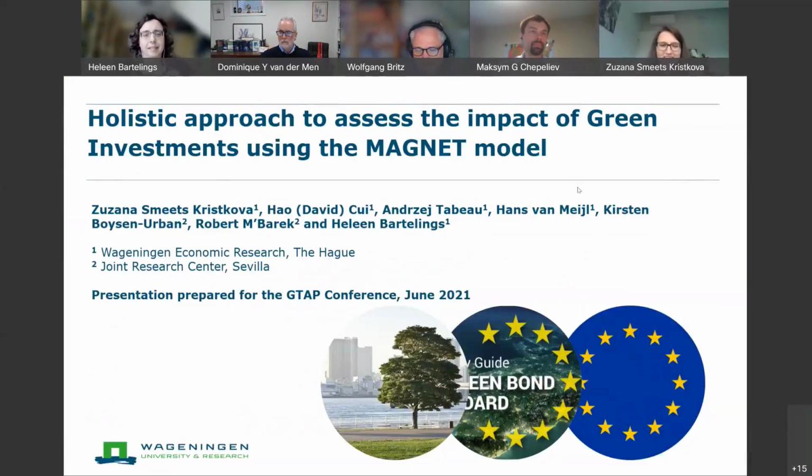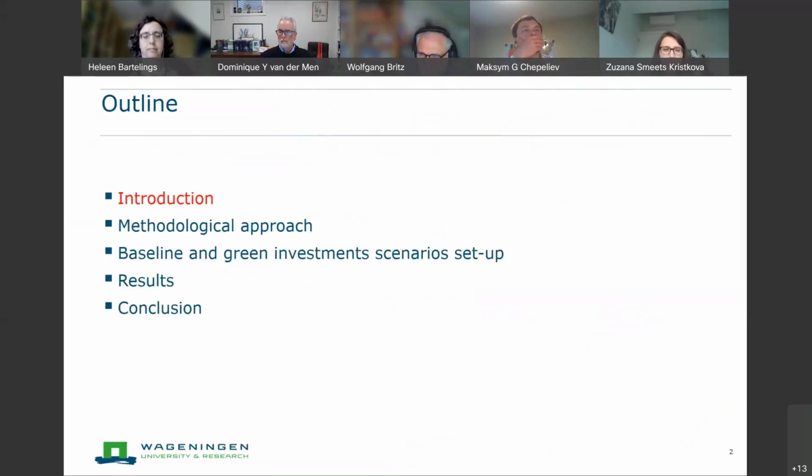Good afternoon, everybody. I'm very happy that I can today present our joint work on assessing the impact of green investments using a MAGNET model. As you can see, it is a teamwork of myself and my colleagues at Wageningen Economic Research, namely David, Kui, and Andre, Hans, and Helena, the chair of this session, and also our colleagues at the JRC. My presentation will look at how we can analyze the impact of green investments.